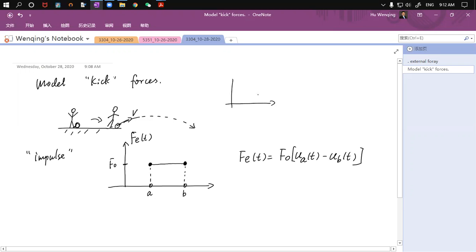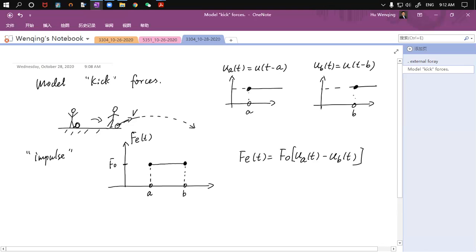Because if you think of u_A and u_B, they're going to look like this. u_A(t), or maybe I will write it as u(t minus A). Let's say this is the point A, then u_A(t) is something like this. And what about u_B(t)? The u_B(t) is u(t minus B), and it's going to be 0 up to point B, and starting from B on, it's going to be 1. So if you use the first function and subtract the second function, then before point B, the second function is 0 and the first function is 1, so you're going to create a 1.